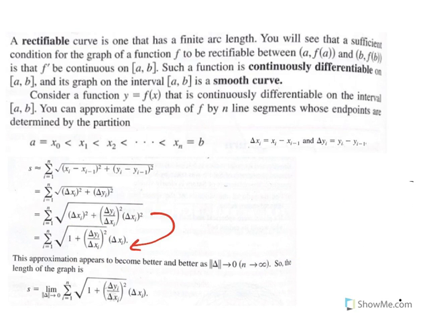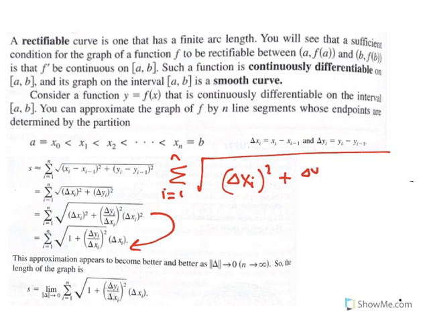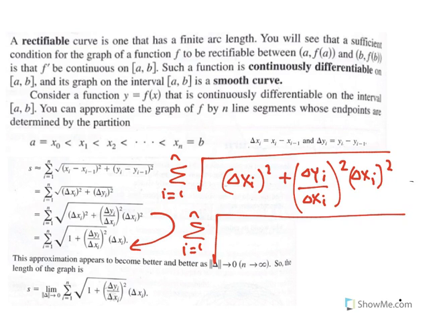So how do we go from this line to the next line? Well, you have this property. Here's what you're doing. Let me show you here. So you have from i is equal to 1 to n, and you have the square root of delta x sub i squared plus delta y sub i over delta x sub i, squared, times delta x sub i squared. So what happens is this. In the radicand, you have two terms. They have a common factor of delta x sub i squared.